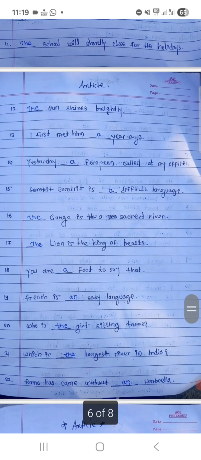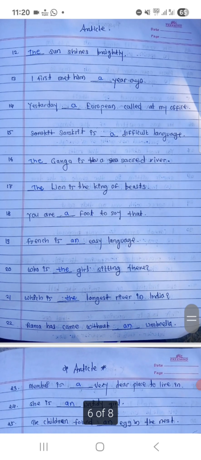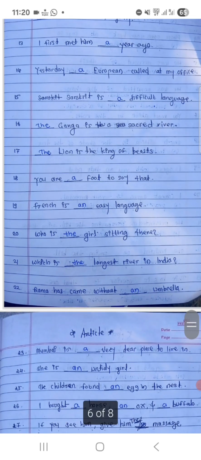The Ganga is a sacred river. Why use the? Because I told you the article is used before a river, so use the Ganga. Next, the lion is a king of the beasts. Why use the? Because we are talking about the lion as a species, so use the. Next, you are a foot. To say that, foot has a consonant sound, not a vowel sound. Next, French is an easy language. I use an, because easy begins with an e vowel sound.